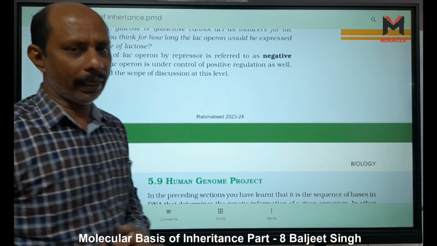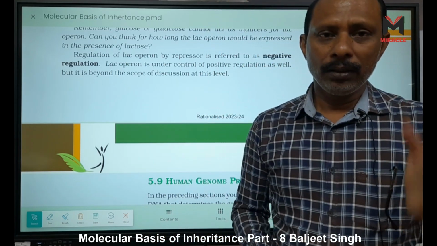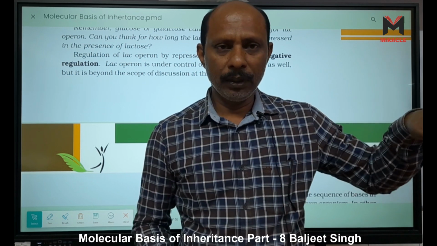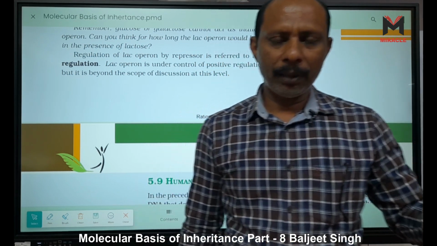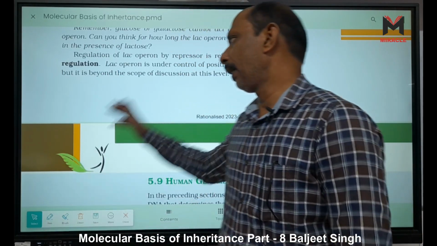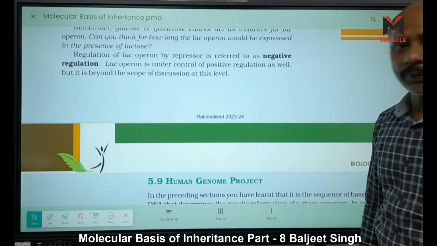Basically, it is negative because due to the presence of this repressor, the formation of messenger RNA, or we can say transcription, stops. That is the switch off process. So you can say it is negative, but it is also controlled by positive regulation as well, right?